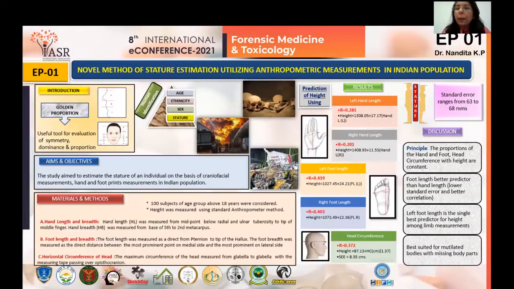So these measurements help us to identify mutilated bodies when only some body parts are available. In my study, I concluded that out of all these parameters, the foot length was considered the best predictor for identifying the stature of an individual.